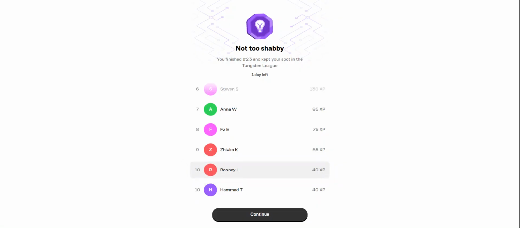Not too shabby. You finished 23rd place and kept your spot in the Tungsten League. That's the preview for the previous week. I just retained our league position after not doing very well or very badly. So I'm remaining in the same league after returning to this course. Right, that's just the overview. Continue.